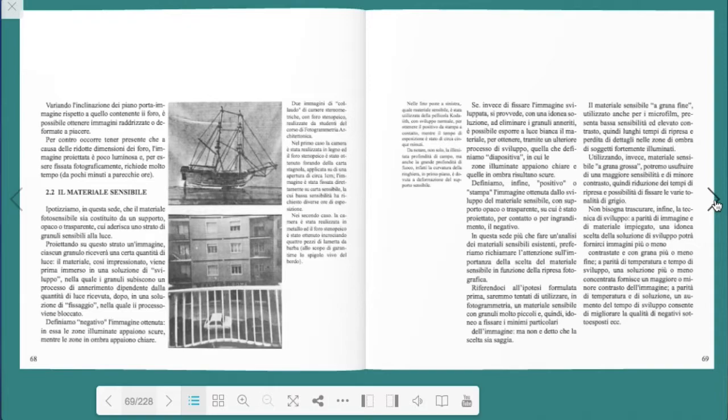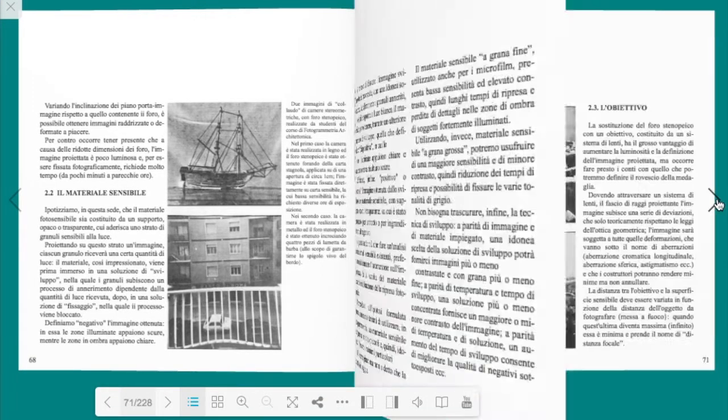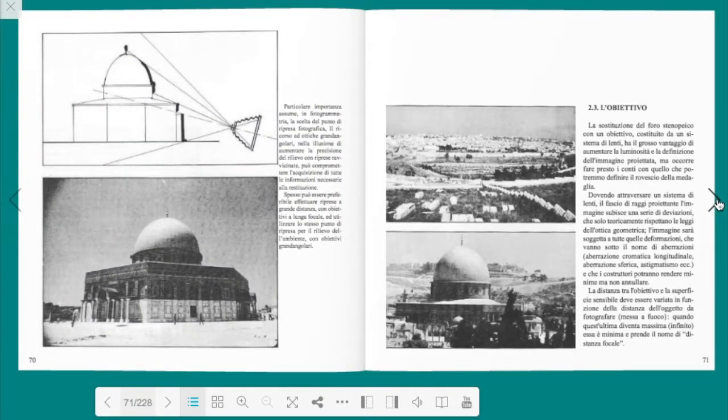At the same temperature and development time, a more or less concentrated solution provides a greater or lesser contrast of the image. With the same temperature and solution, an increase in development time allows one to improve the quality of underexposed negatives, etc. Page 70. Captions. In photogrammetry, the choice of the photographic point takes on particular importance.